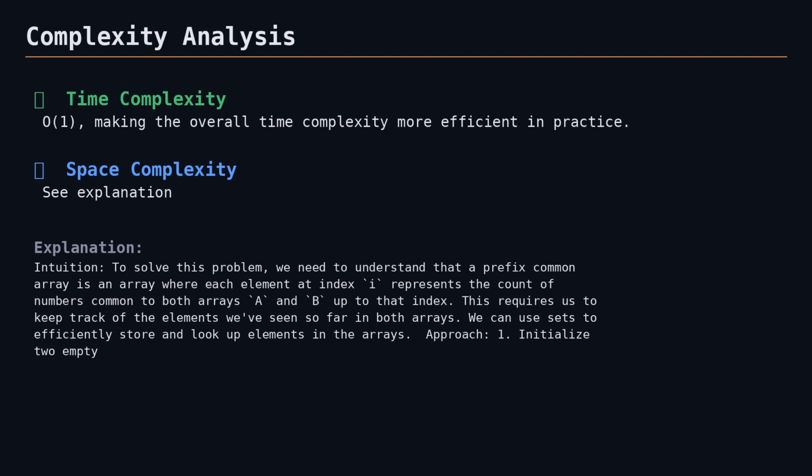The time complexity of this solution is O(n squared), because in the worst case, we're iterating through the sets for each element. However, the use of sets makes lookups and insertions efficient. The space complexity is O(n), because we're storing the elements in the sets and the result vector.